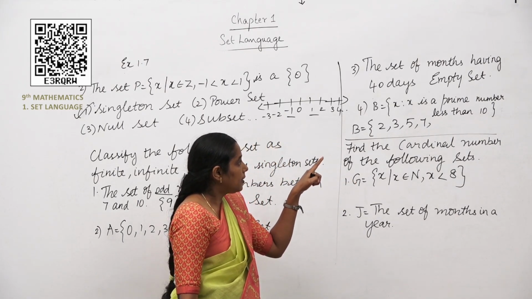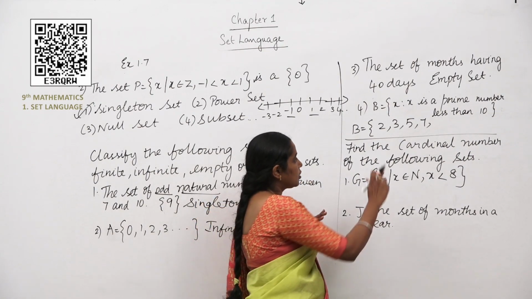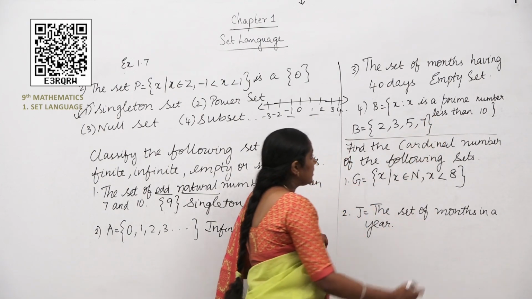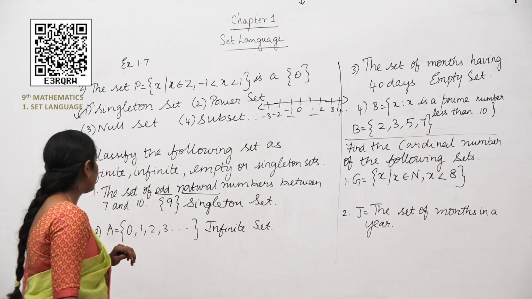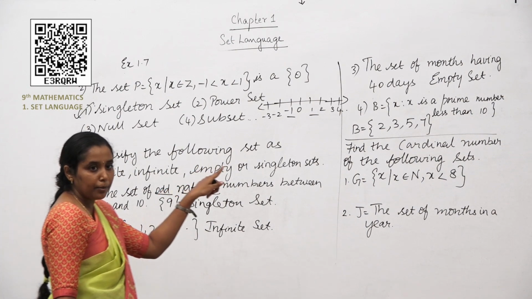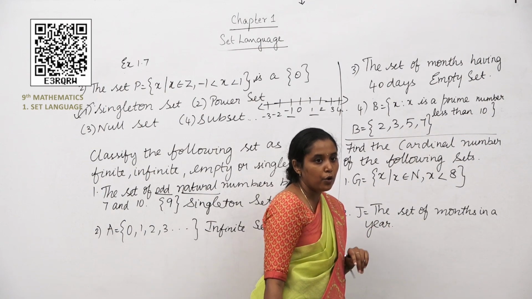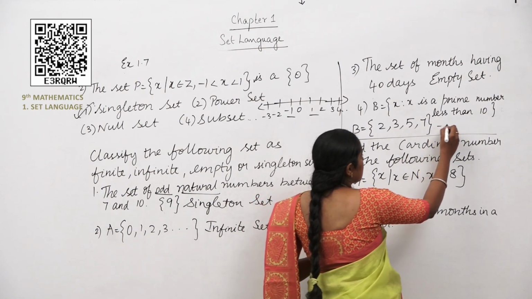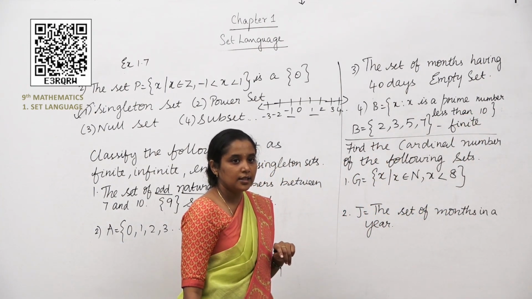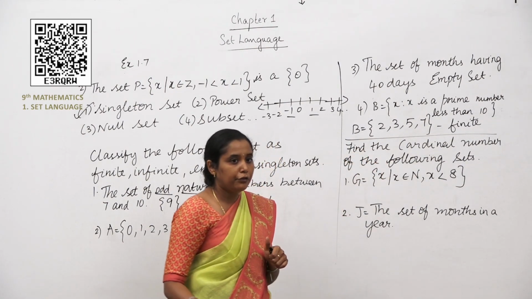So here what is given? x such that x is a prime number less than 10, only less than 10. So what are the numbers? 2, 3, 5, 7. So what type of set is this? Finite, infinite, empty or singleton set? You can count the number of elements in a set. How many elements are there? 1, 2, 3, 4. 4 elements are there. So here you will say it is a finite set.